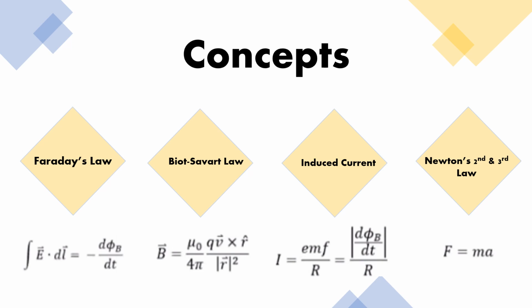We also look at the concept of induced current, which is EMF over R, and then we look at Newton's second and third law. We know that as the magnet produces a force, the loop produces a magnetic field from the induced current. That magnetic force opposes the gravitational force the magnet experiences as it falls, and as a result, its descent slows down.